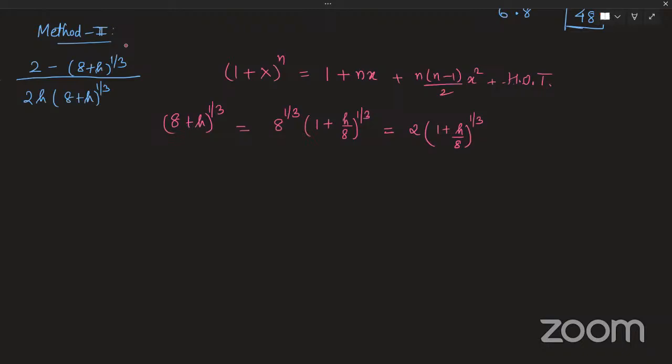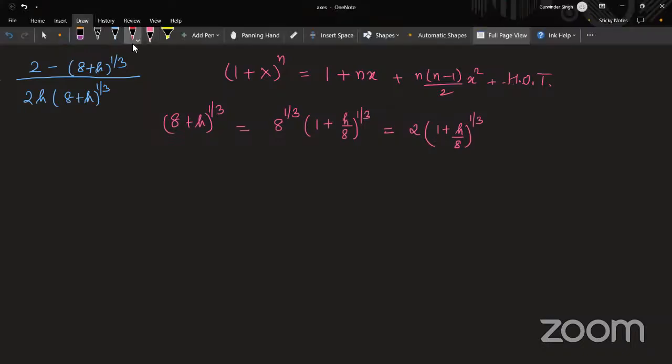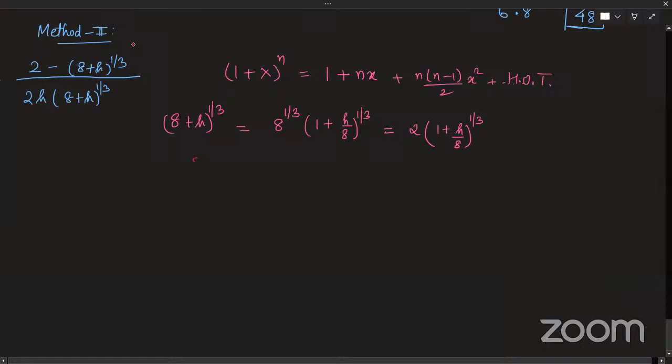So now is this form and this form the same? What if I replace my value of x with h by 8? Will this thing and this thing be the same, right? Just a 2 multiplied. So instead of x, I can put h by 8 and I'll get the same series again. So I have 2 into 1 plus h by 8 whole to the power of 1 by 3. So now instead of x, I'll be putting the value h by 8. And instead of n, what will I be putting in place of n? What is my value of n over here? 1 by 3.